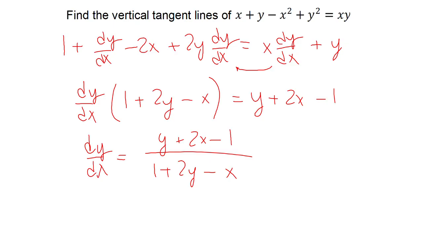And if we want vertical tangent lines, then we just need to set 1 plus 2y minus x equal to 0, which the easiest substitution there is probably just doing x equals 1 plus 2y. So what we'll have to do is take x equals 1 plus 2y, plug it back into our original equation, and see if we actually get any coordinate values.